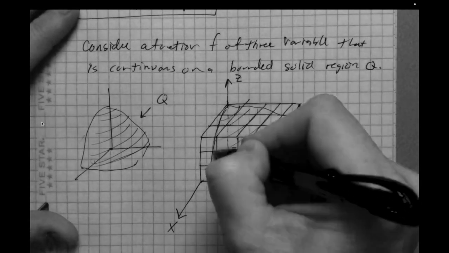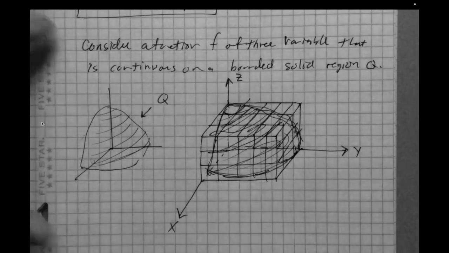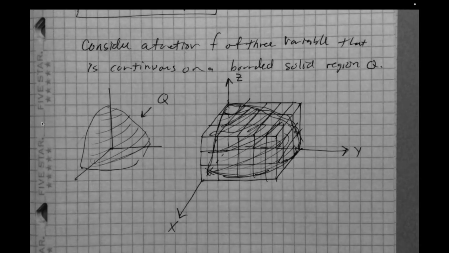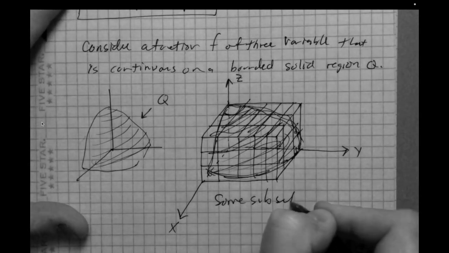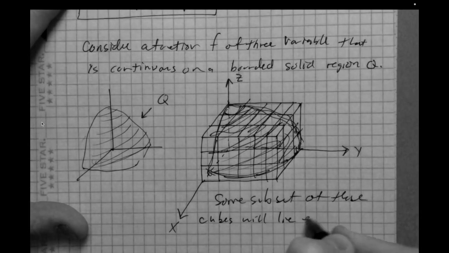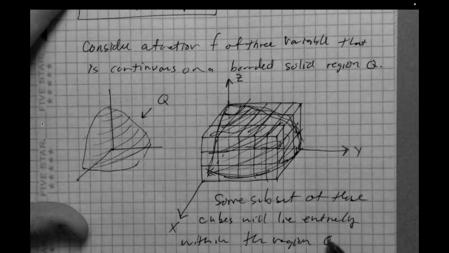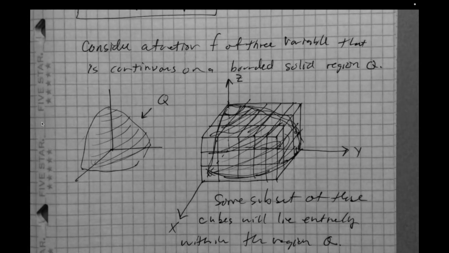If you imagine the shape Q in the region, there's going to be some subset of these cubes that we've drawn out which lie entirely within the region Q. What we want to do is use that subset that falls within the region as our approximation to the volume of the solid region Q.